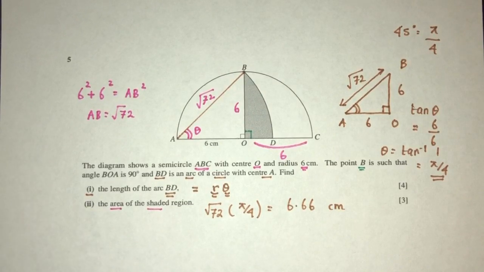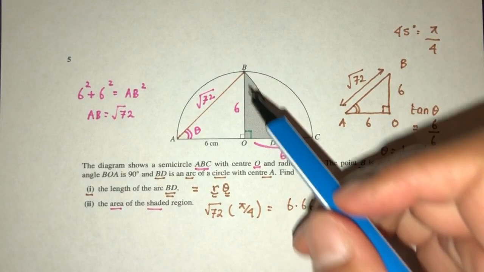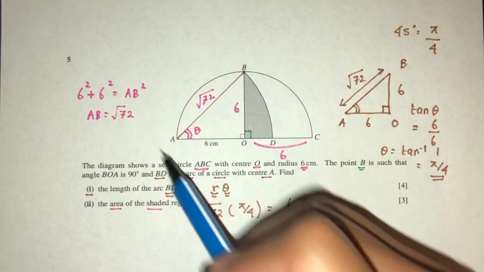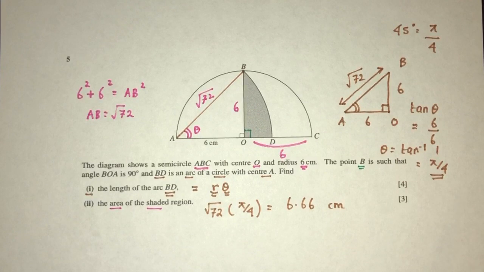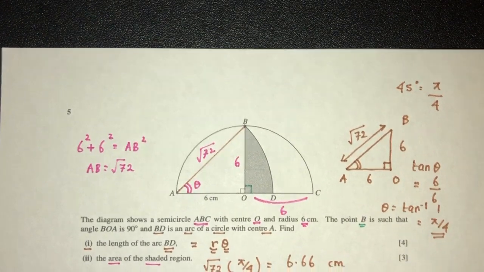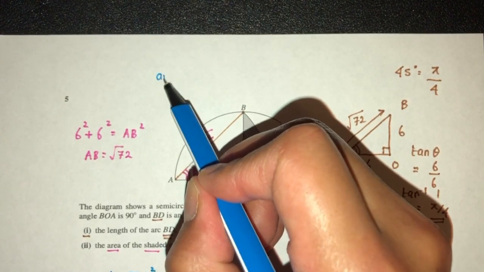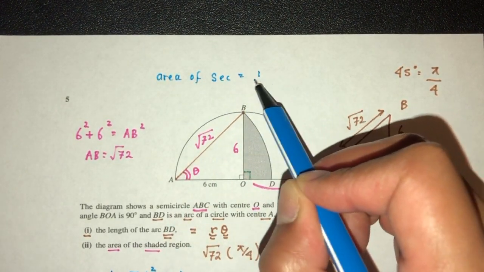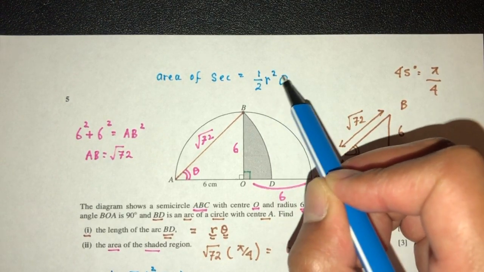Now for part 2, we have to find the area of the region. So how can you find this area? So let's observe. It is the area right here. We may find the area of the whole thing first, and then minus the area of the triangle, right? By observation, we can find the whole thing. The whole thing is the area of sector, half r squared theta, where theta is the angle. Again, we have to know these formulas for this kind of question. Area of sector is half r squared theta.